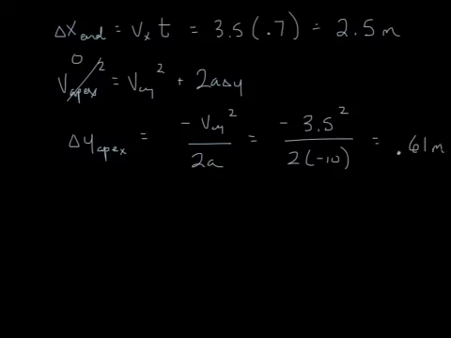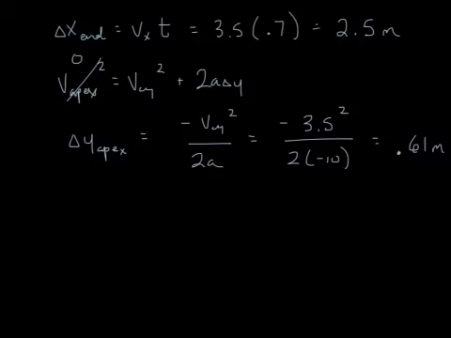0.61 meters. So we found that our projectile was in the air for 0.7 seconds. It traveled 2.5 meters in the horizontal direction while it was in the air, and the highest point that it ever reached was 0.61 meters along the ground.